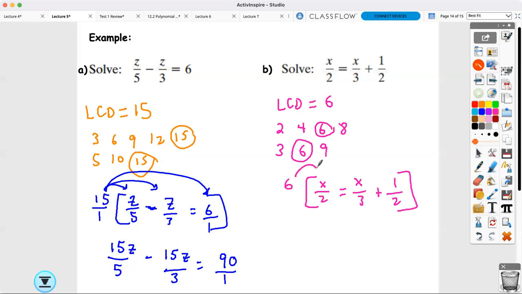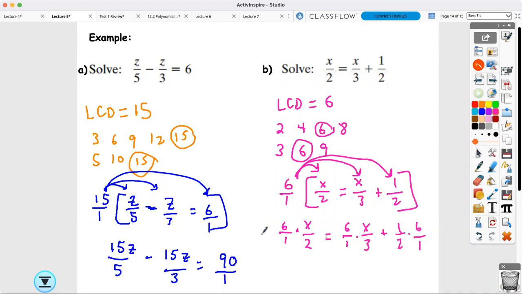Draw your arrows to show what we're going to be multiplying. Make 6 into a fraction. So we're going to do 6 over 1 times x over 2 equals 6 over 1 times x over 3 plus 1/2 times 6 over 1. Now, it doesn't matter where you put the fraction first or last because we've established the order of multiplication does not matter.